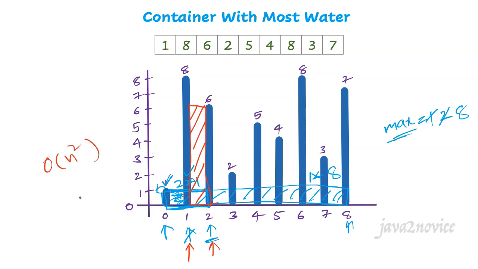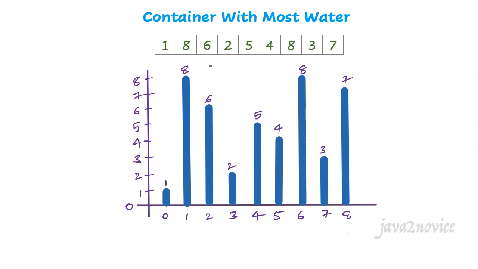Now we will discuss another approach with linear time complexity, which is order of n. In this approach, we will be iterating over the array only once. We will use two pointers. One pointer will be at index 0 and another pointer will be at the last index here. Now these two lines are going to form a container. This is the possible container we can form.